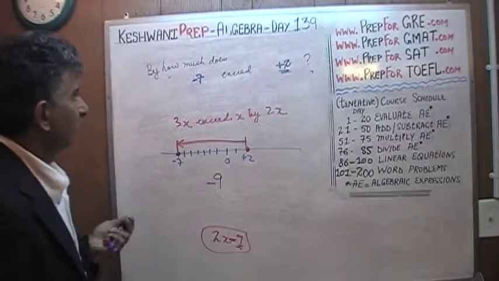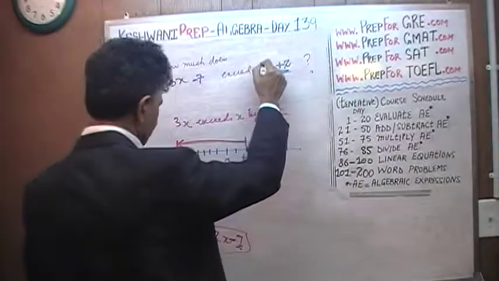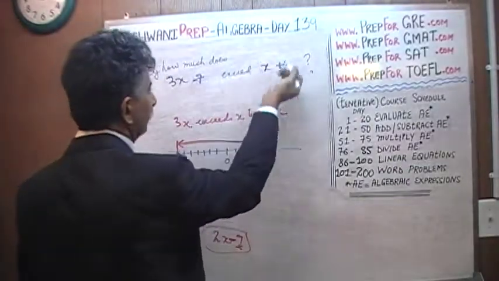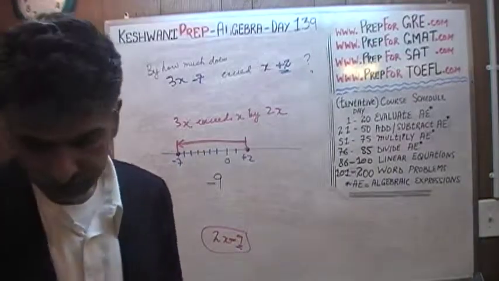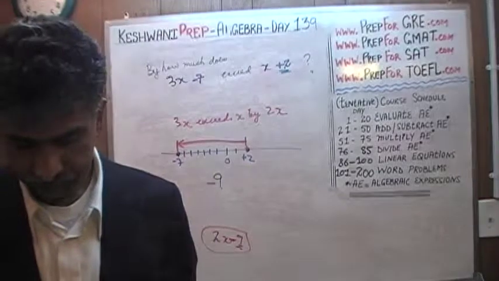That's all. And the first part was very easy. How much does 3x exceed x? Well, 3x exceeds x by 2x. That's all. So the answer is 2x minus 9.